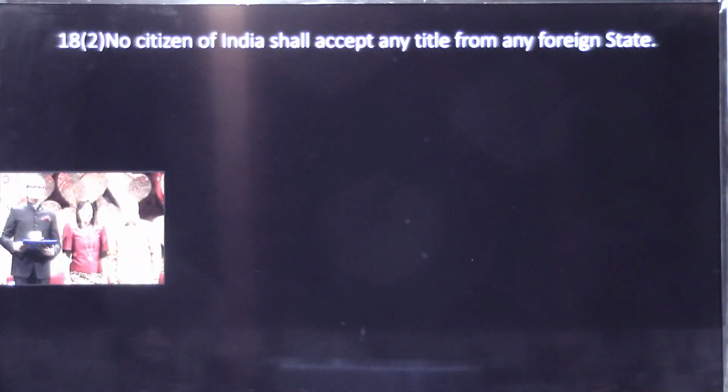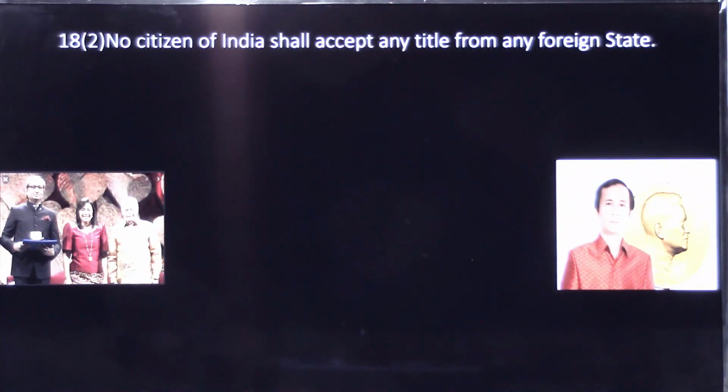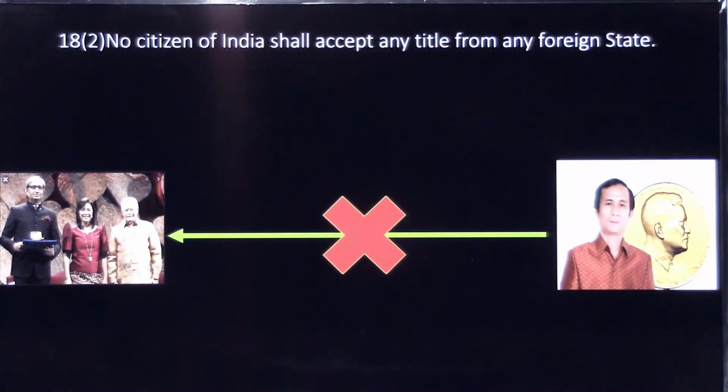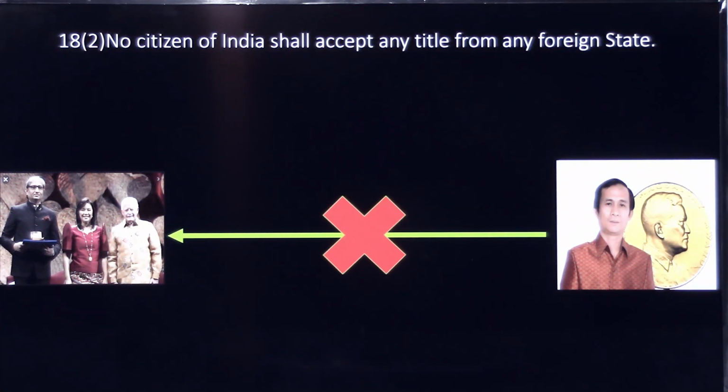If you read on the screen, it says that no citizen of India shall accept any title from any foreign state. Recently, if you remember, Ravish Kumar, the NDTV anchor, was awarded the Ramon Magsaysay award. It is awarded by the Rockefeller Brothers, if I remember correctly. So no citizen of India shall accept any title from a foreign state. How did Ravish Kumar accept this award? Can it be called a title?